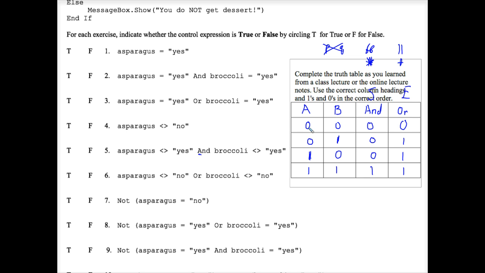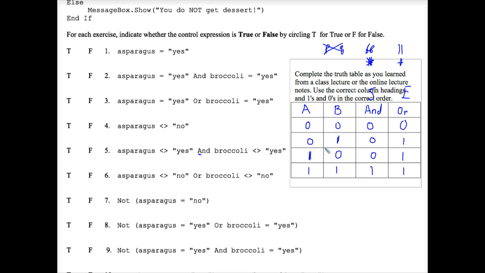Check this out. 0 times 0 is 0. 0 times 1 is 0. I don't like T's and F's. I like zeros and ones. This helps. 1 times 0 is 0, and 1 times 1 is 1. Now let's look at the or column with a plus.